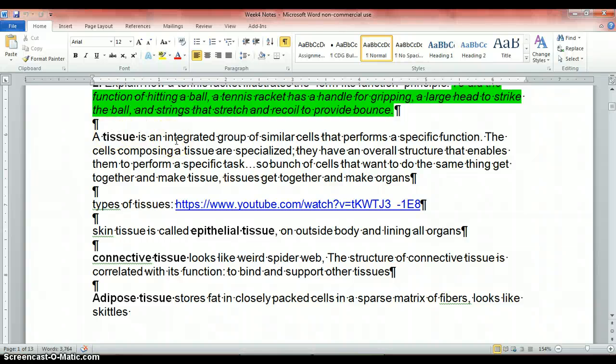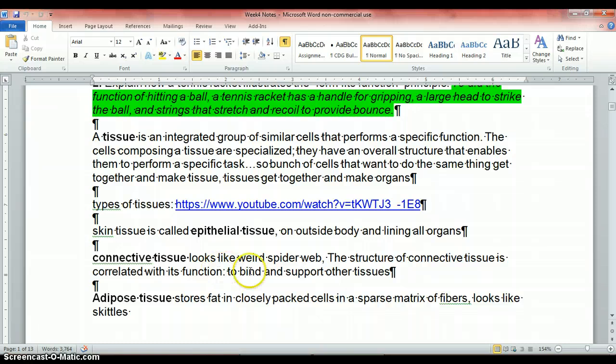A tissue is an integrated group of similar cells that performs a specific function. The cells composing a tissue are specialized, and they have an overall structure that enables them to perform a specific task. So a bunch of cells that want to do the same thing get together and make a tissue. Tissues get together and make organs. Types of tissues, there's a great YouTube video. Skin tissue is called epithelial tissue on the outside of the body, and it also lines all your organs.